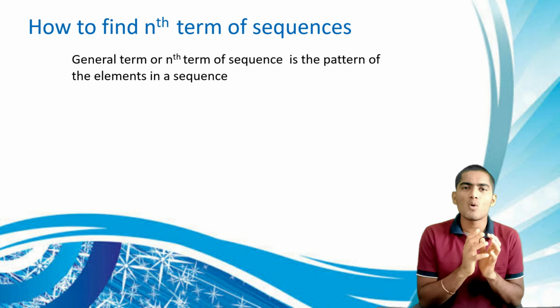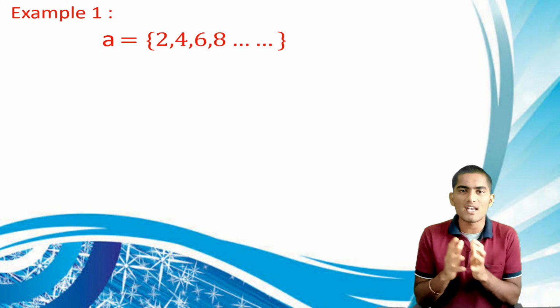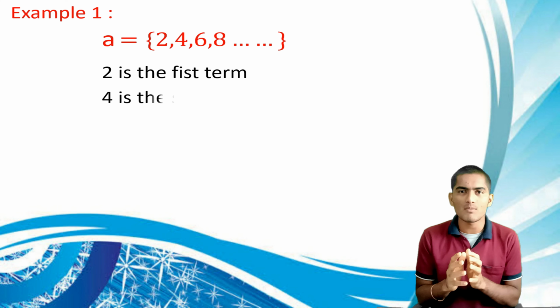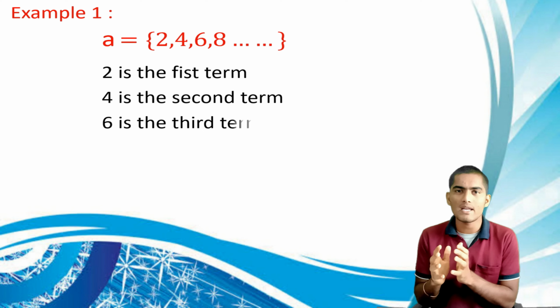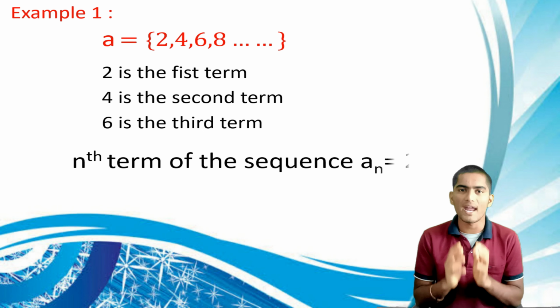Let us take example 1, the sequence of all even numbers 2, 4, 6, 8 and so on. 2 is the first element, 4 is the second element, 6 is the third element. These are all the multiples of 2. Therefore, nth term of this sequence is 2n.